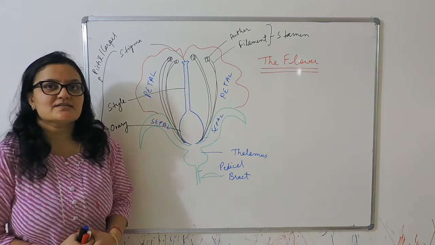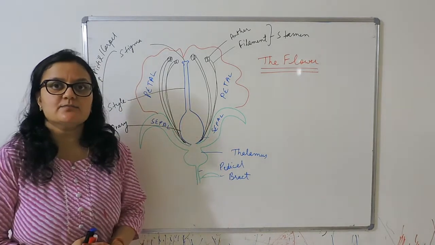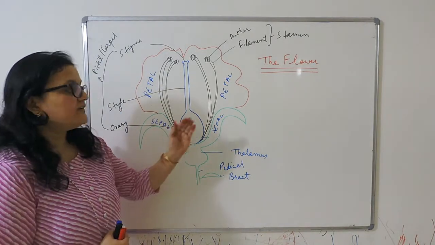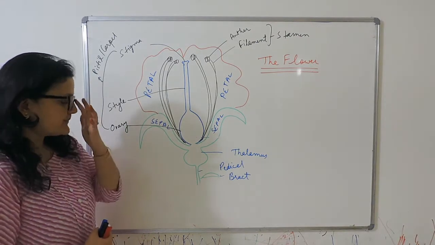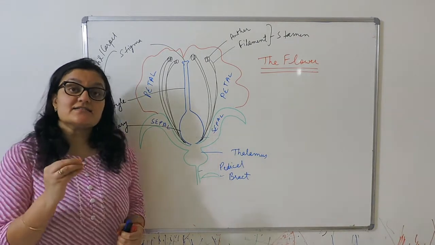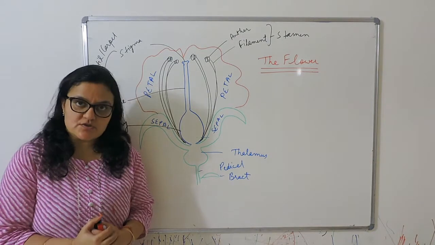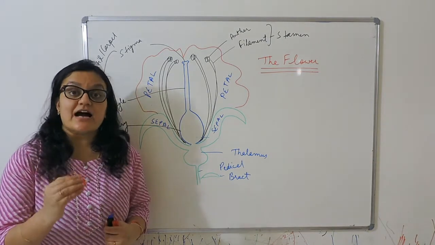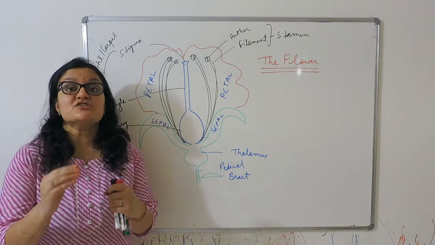Hello everyone, this is the next topic of 11th chapter, Morphology of Flowering Plant, the flower part. It is a typical flower. Flower is a reproductive unit of angiospermic plant, and flower is the modified condensed shoot.